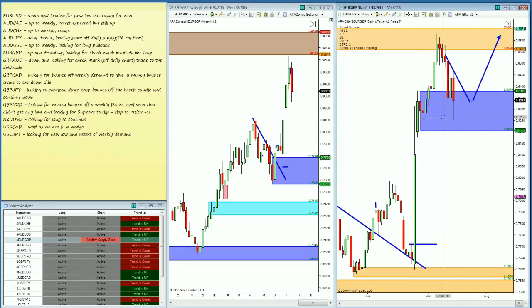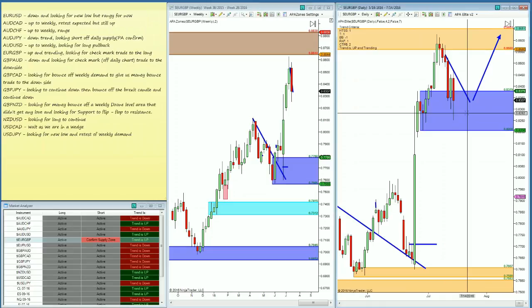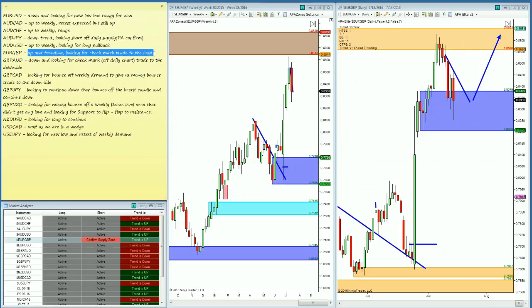Okay, so here's the check mark trade. It's ready to rock and roll here. We just are waiting for price action to confirm that. So same thing as last week, except it's actually coming to fruition. Like this is really working out here. So that's a really, really good sign.